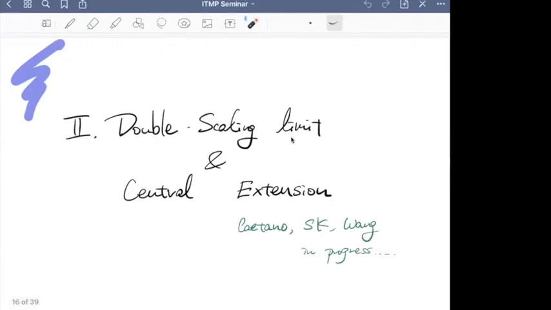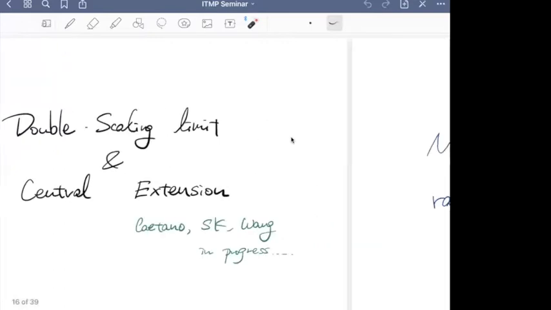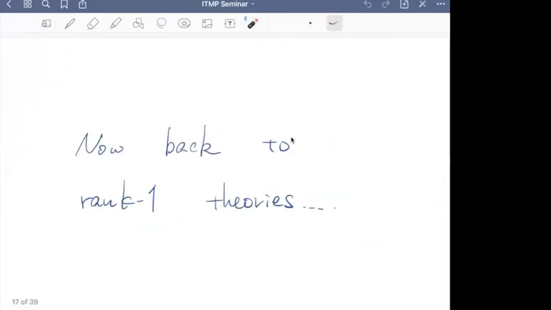So let's now discuss something else, which is about the double scaling limit and the central extension of the symmetry. This part is based on work in progress with Ethan Wan and Joel Caetano. So far I've been talking about holography, but now let's get back to the rank 1 theories. I have in mind SU(2) N=4 super Yang-Mills, for instance.